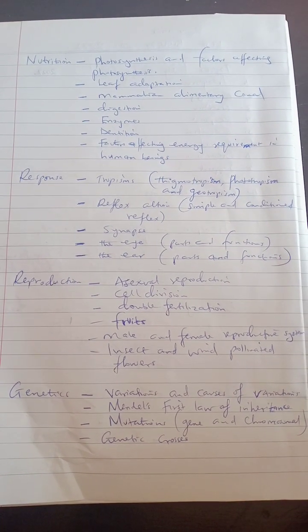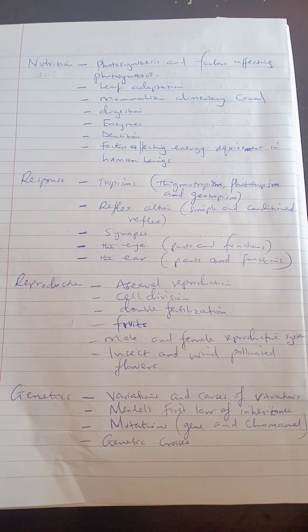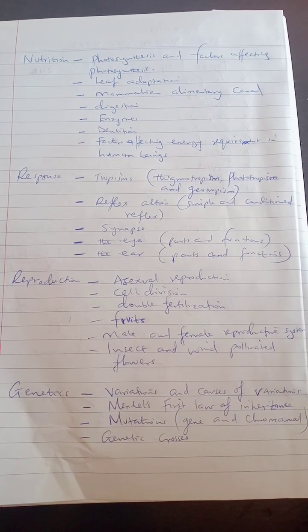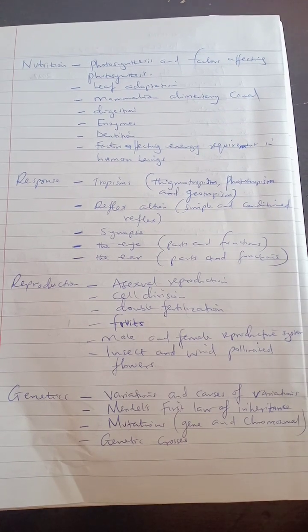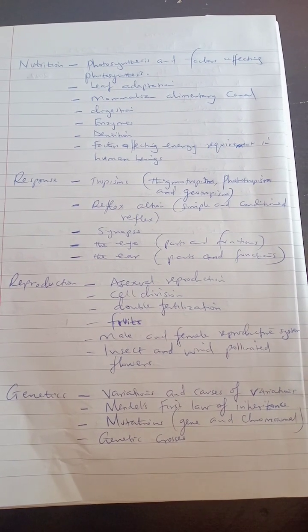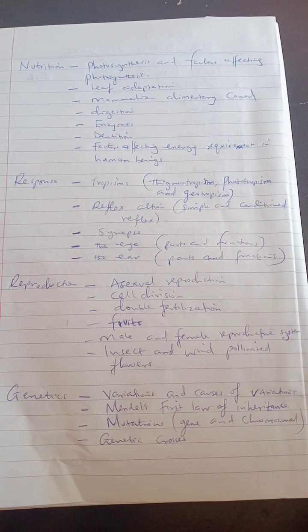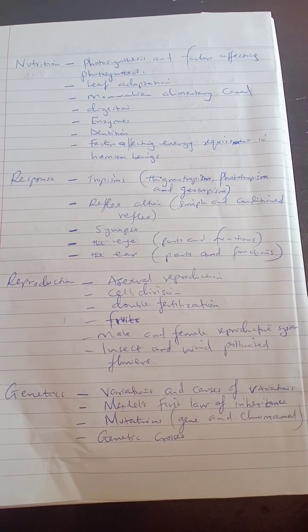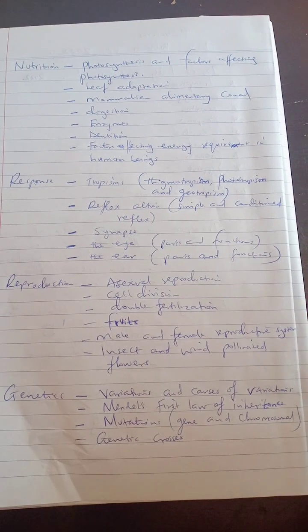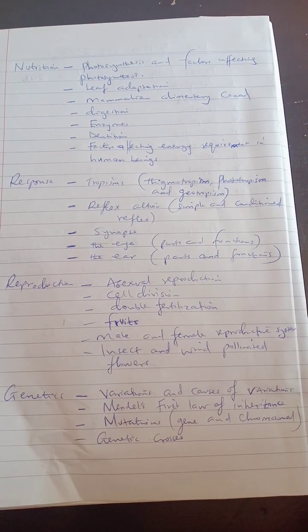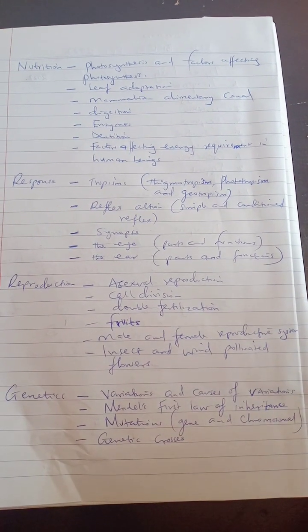Then you go to reproduction. For reproduction, you look at asexual reproduction. This is spore formation, there's binary fission. You have to remember all those processes. What else? The other one is cell division, mitosis and meiosis, and the differences between mitosis and meiosis. Significance of meiosis and mitosis is important.